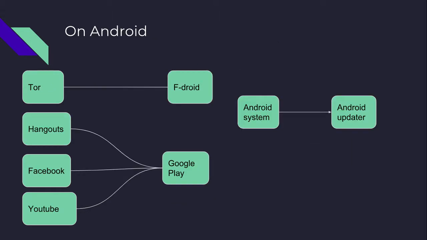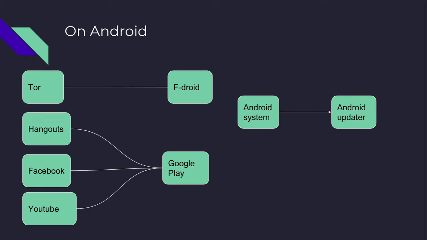Now let's see how this works on an Android phone. The situation here looks a little bit better. While the whole Android system is still updated by a separate Android updater, most of the applications are actually updated via Google Play, including Hangouts, Facebook, YouTube, and all the other stuff you can use. Now some people might be using F-Droid, which is another system that enables you to install open source applications without using anything by Google, but that's another story entirely. Most of the time you just use Google Play.